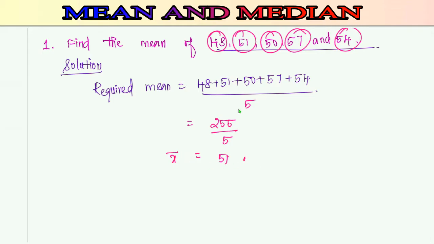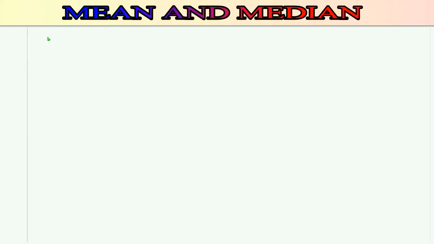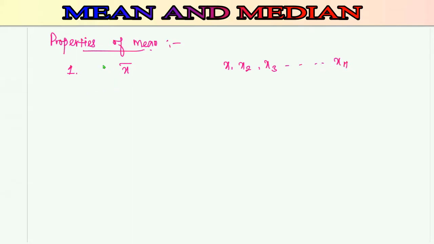Okay, now we'll move to the next one. Here we are going to discuss the properties of mean. Here we have the first property. If x bar is the mean of n observations, then the sum of deviations of the observations x1, x2, x3, etc., xn from x bar is 0, such that we can write sigma (x minus x bar) is equal to 0. So this is the first property. Based on this, I am going to solve a problem.